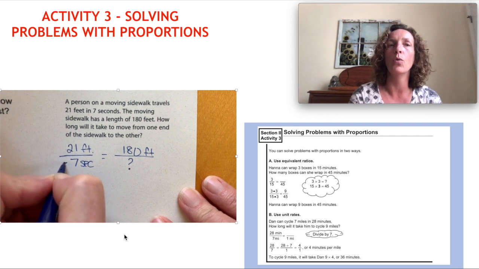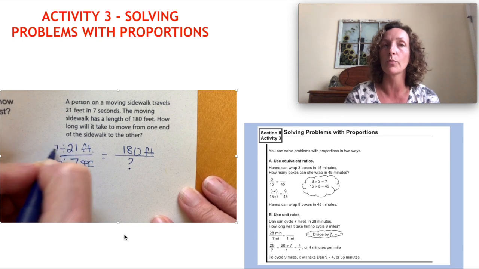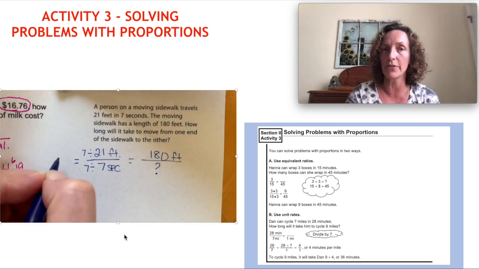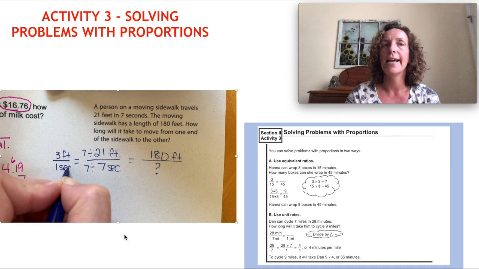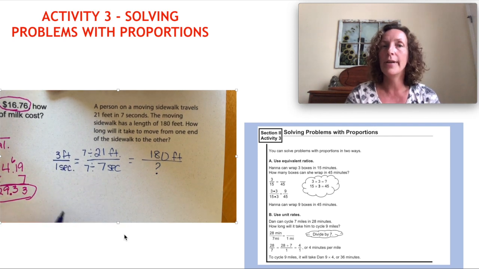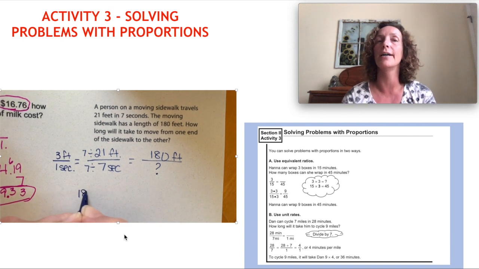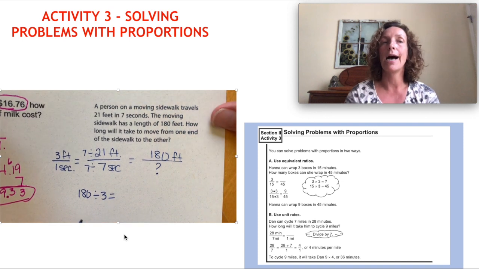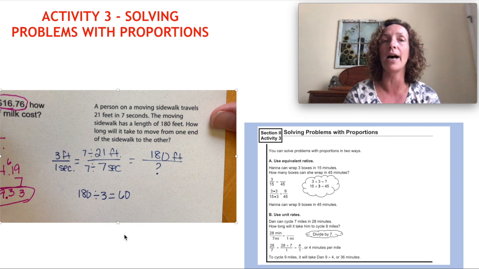Now, I don't know what 21 times something would equal 180. So I'm going to make an equivalent ratio by taking my 21 to 7, dividing both of those numbers by 7, and I get 3 feet are traveled every 1 second. So now, if I want to find an equivalent ratio using 180 feet, I'm thinking 3 times what equals 180, or 180 divided by 3 equals 60.